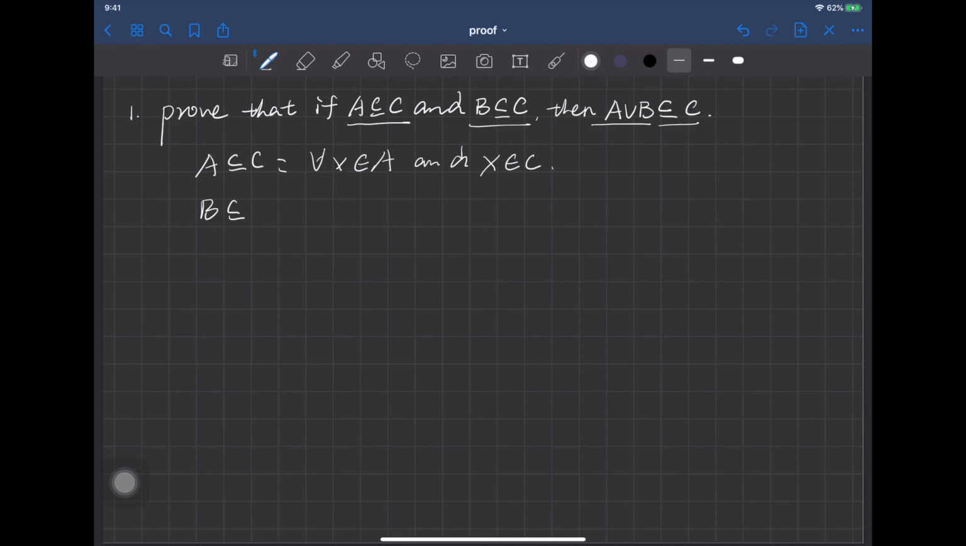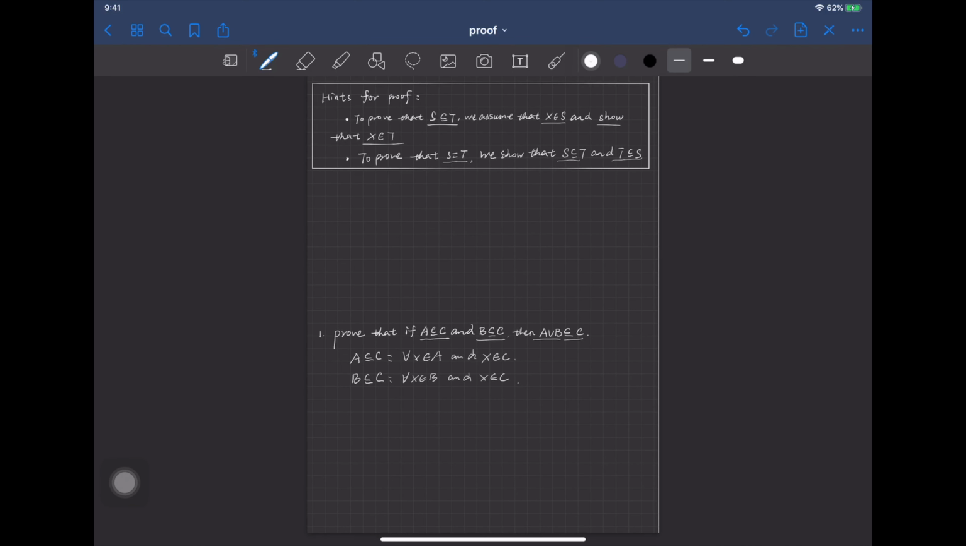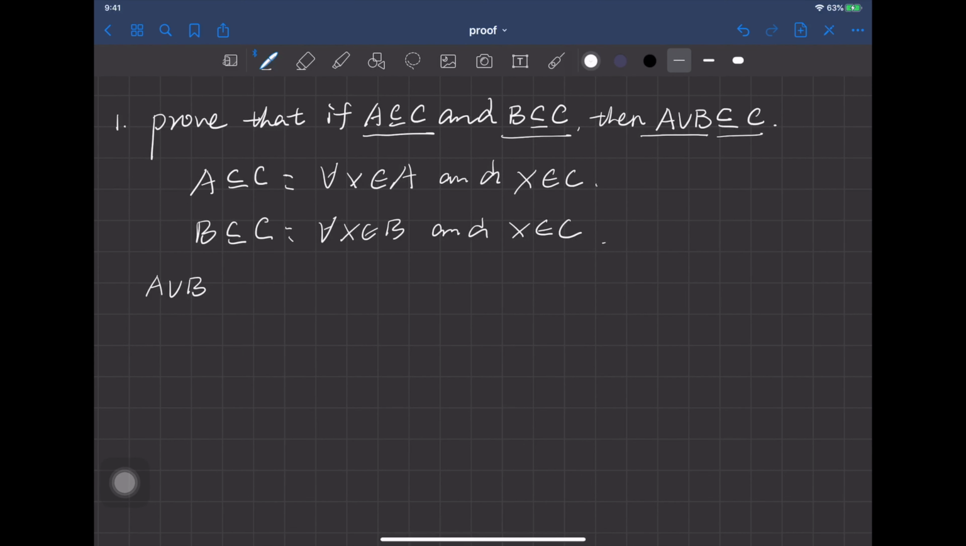From the second condition, B is a subset of C. What does it mean that B is a subset of C? It means for all elements of B, this element is also in our set C. So if we want to prove the set A union B is a subset of C, then it means every element of A union B is also an element of C.